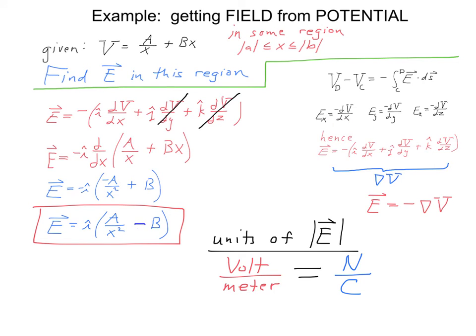So consider this. What we have here is that the electric field just gives us the rate in volts per meter that the electric potential is decreasing as we go along the electric field lines. That's a very useful way to think about electric field.